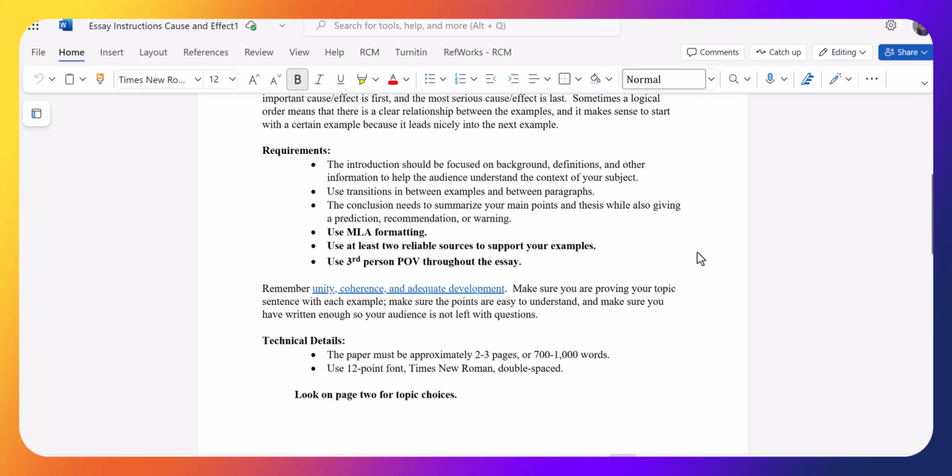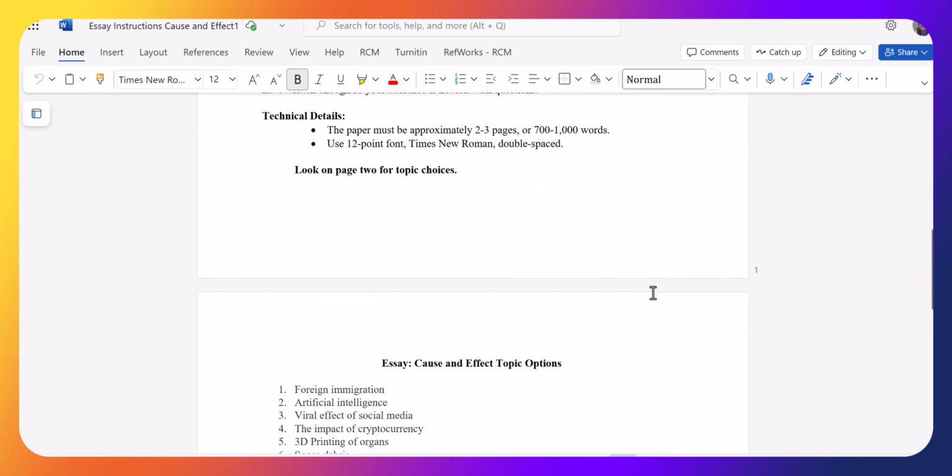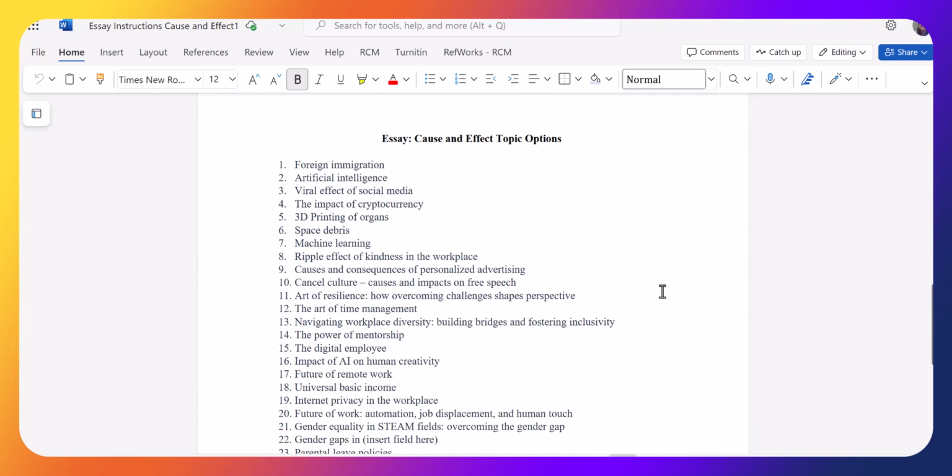Remember, unity, coherence, and adequate development are critical for a cause and effect essay. Make sure you are proving your topic with each sentence example. Make sure the points are easy to understand, and make sure you've written enough so that your audience isn't left with questions. Let's look on page 2 for some topic examples.